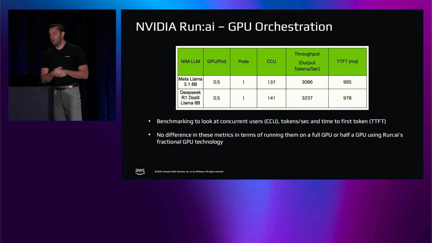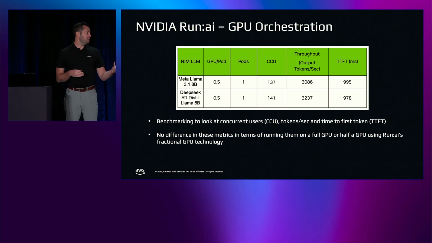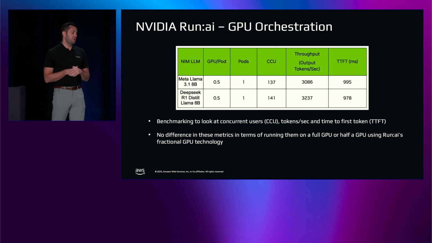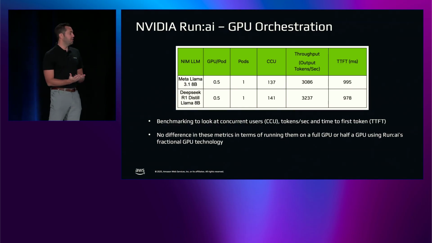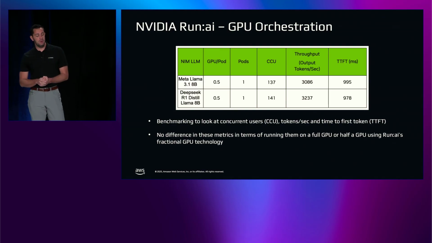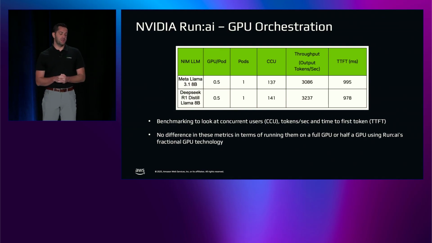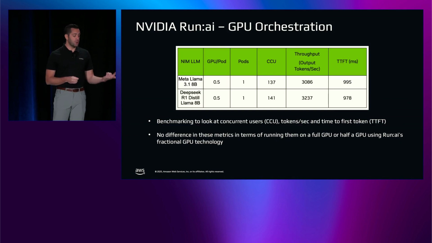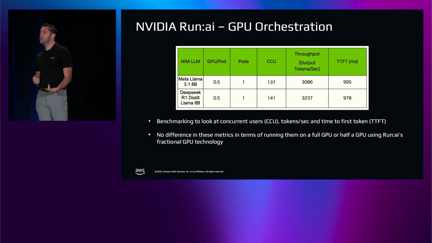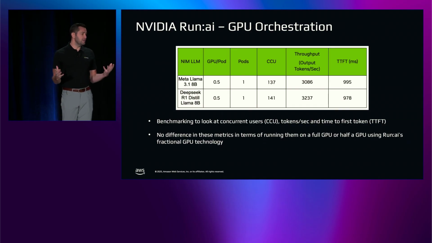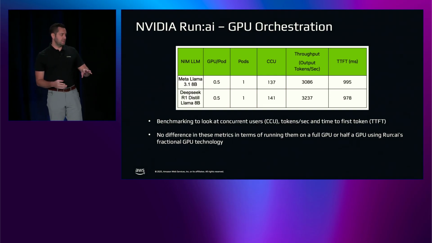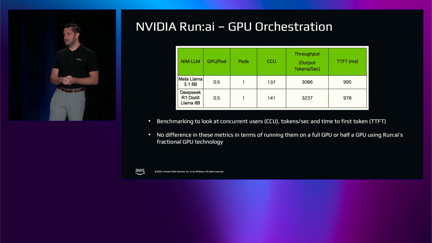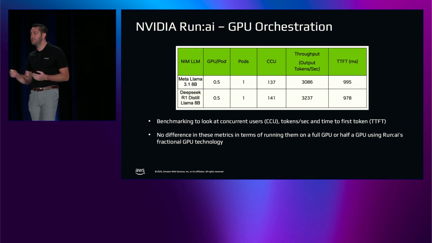H100, and we benchmarked them on a full GPU, and then we benchmarked them as they were running on half of a GPU. So now you have Llama and DeepSeek running on half of a GPU, the same physical GPU, and we saw no difference in terms of the metrics: the concurrent users that we could support, the throughput in tokens per second, as well as the time to first token. So the core of this is, it's not just that we can slice it and fit multiple workloads on it, but it actually doesn't have too much of an impact on real-world performance depending on what's on the GPU.